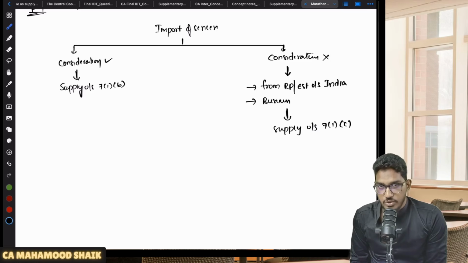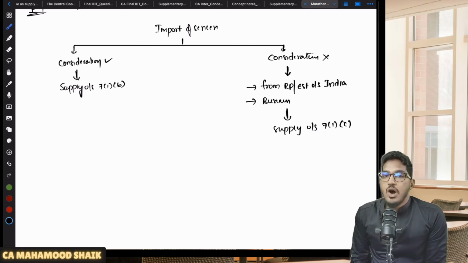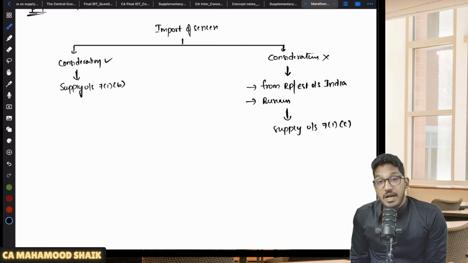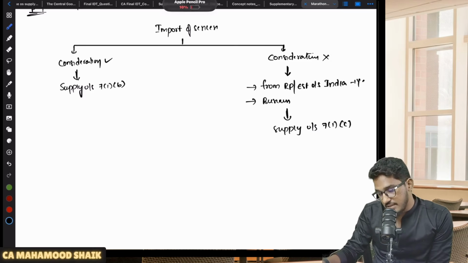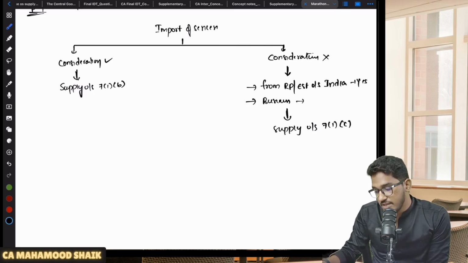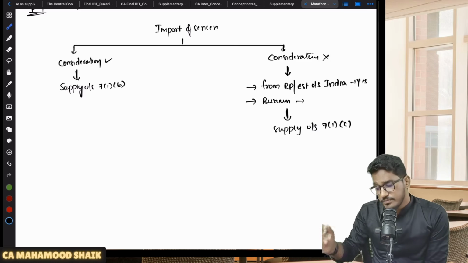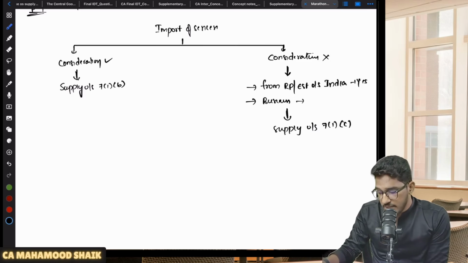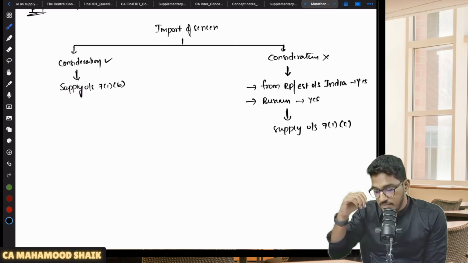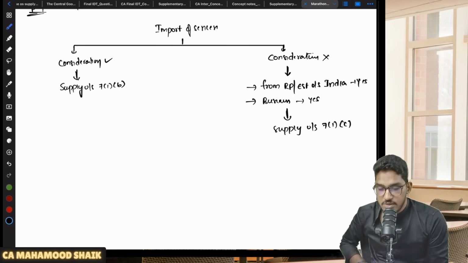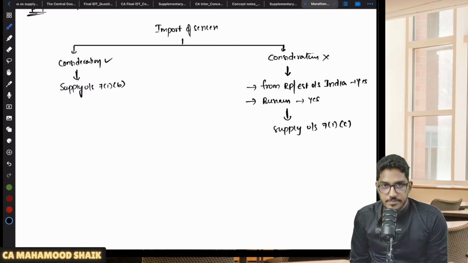then you have to check one more thing. Is it from a related person or your own establishment outside of India? And also, is it in the course or furtherance of the business? If the answer to these two questions is yes, I'm importing the services without consideration, from a related person or my own establishment outside of India, and it is in the course or furtherance of my business, then it will automatically qualify as supply under section 7, subsection 1, clause C. You follow this system, you will never write the wrong answer.